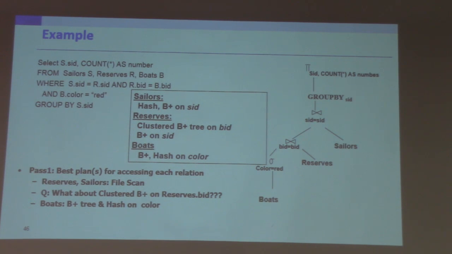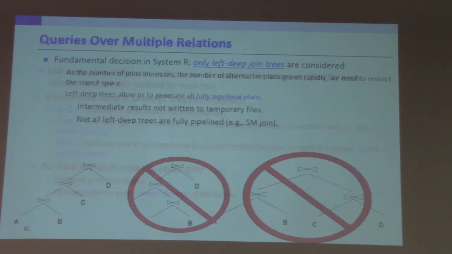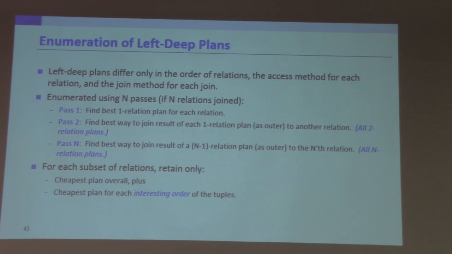So only if the boat records are sorted by boat ID and you can use the B+ tree on color to retrieve them, then that's an interesting order. What about pass number 2? Now you have all the pass 1 output, which is the best one-relation plan plus those interesting order plans for one relation. What do you do in pass 2? Well, find the best way to join the result of each one-relation plan as outer to another relation. This is important.